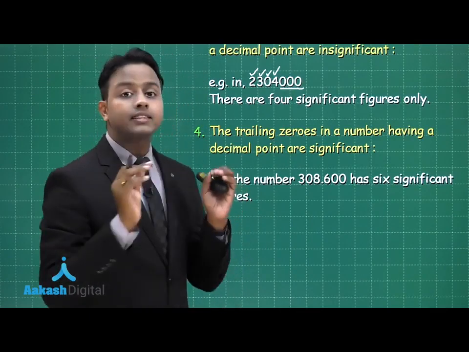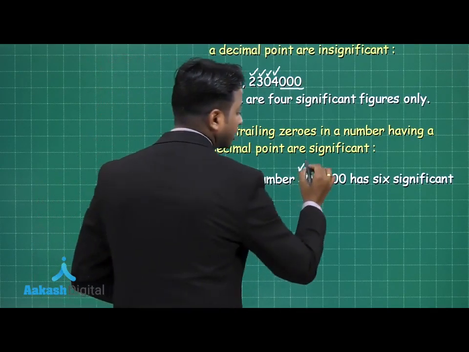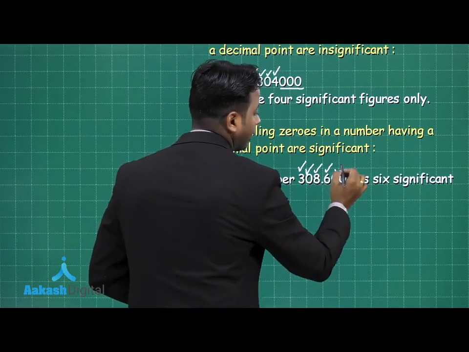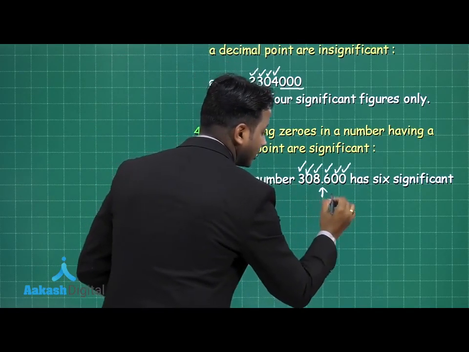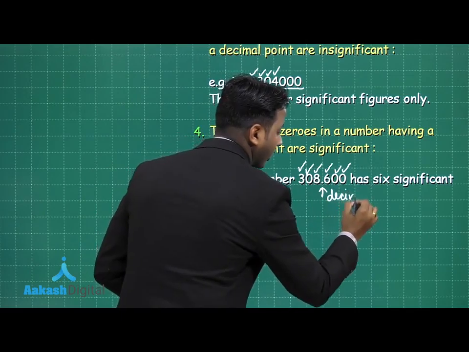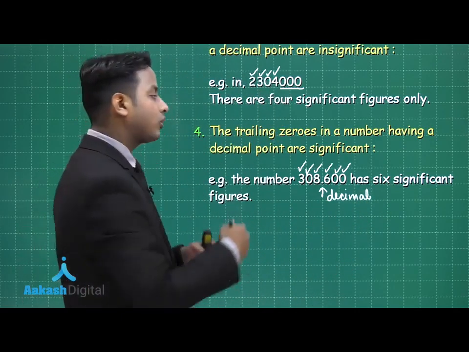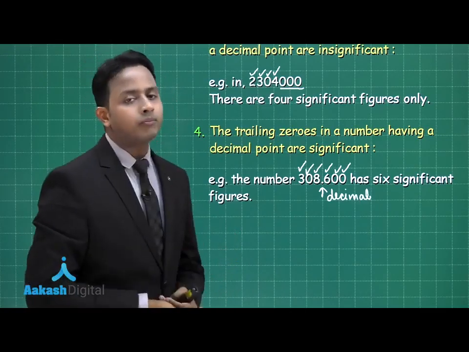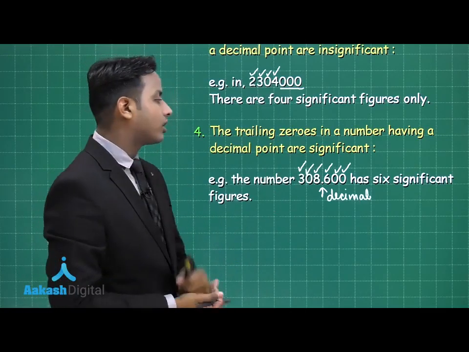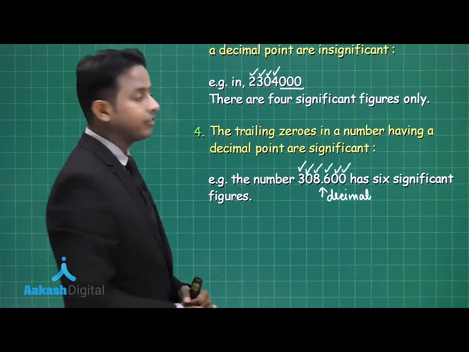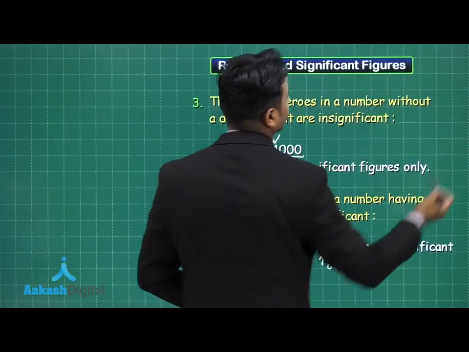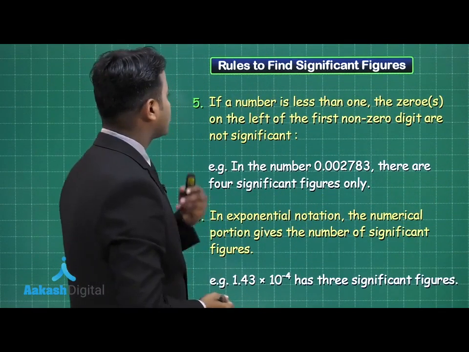000 has 6 significant digits starting from this 1, 2, 3, 4, 5, 6, because this is the decimal point that we have. So whenever a number has a decimal point, all the zeros which are trailing in that number will become significant. That's why this number has 6 significant figures. I hope this rule is also very clear to you. Now let's jump to rule number 5.